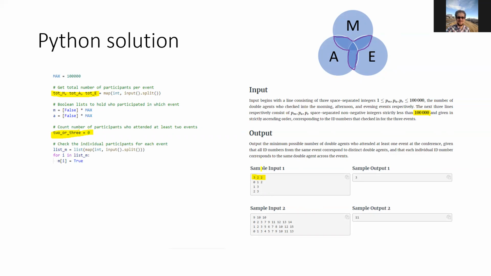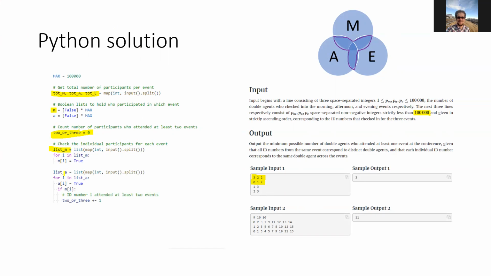So we'll go through each of these lists. First we'll go with the morning list, which is the second of the 4 lines of input. And this is just the Python way to take space separated integers and put them into a list. I mean, maybe there's a better way, I don't know, but that's the way I was using. And then for each index in the list, we'll set the morning array of the morning group to true to tell us, okay, that person did attend the morning event.